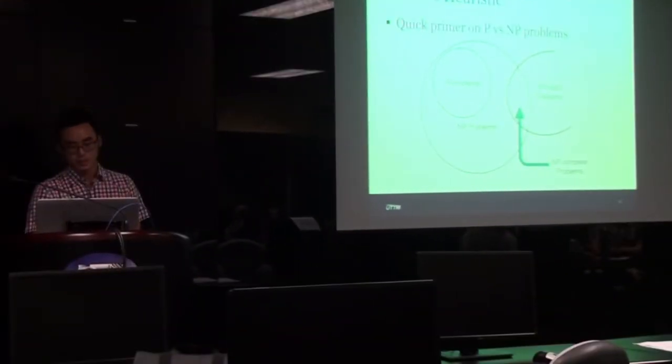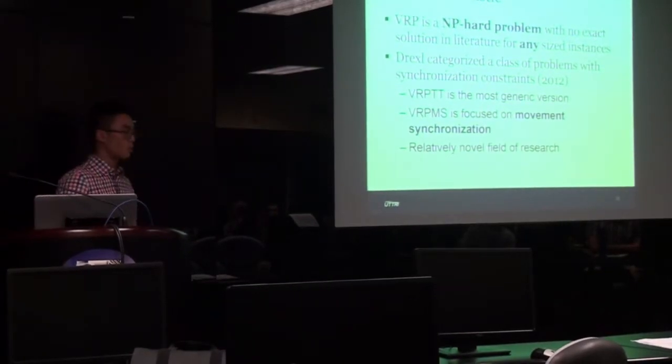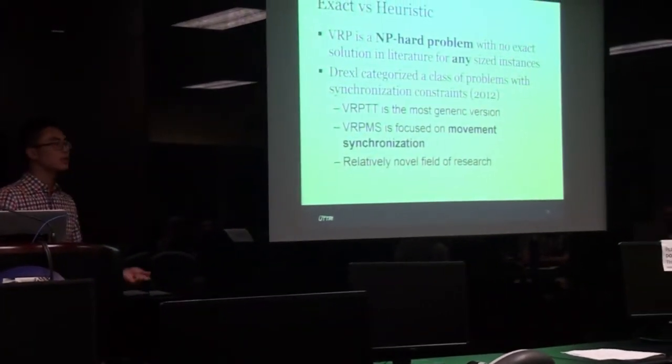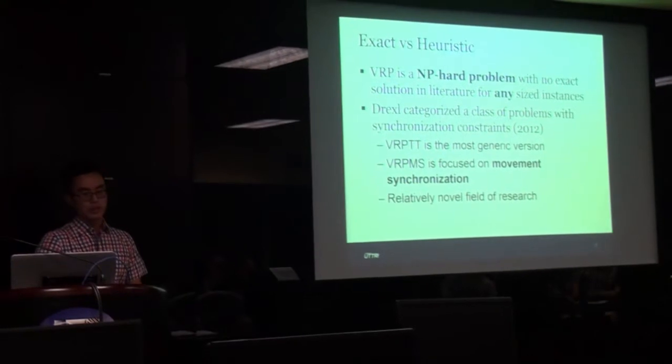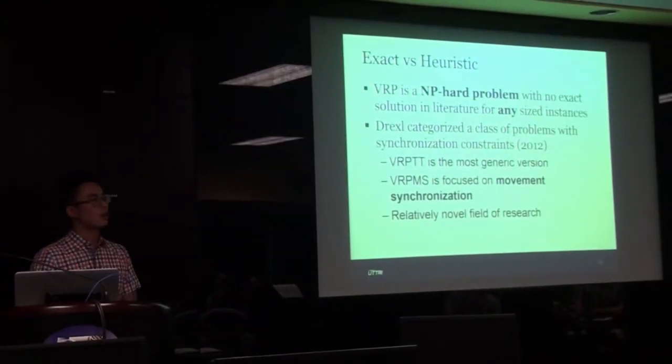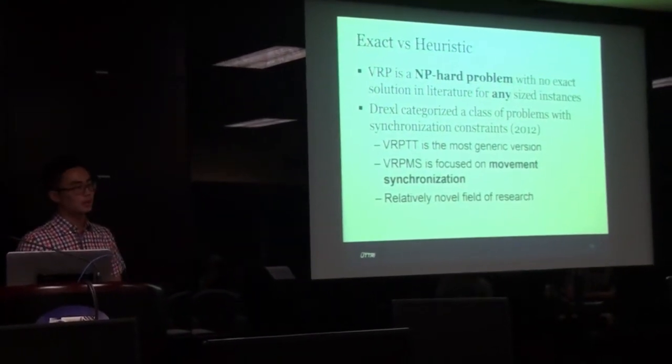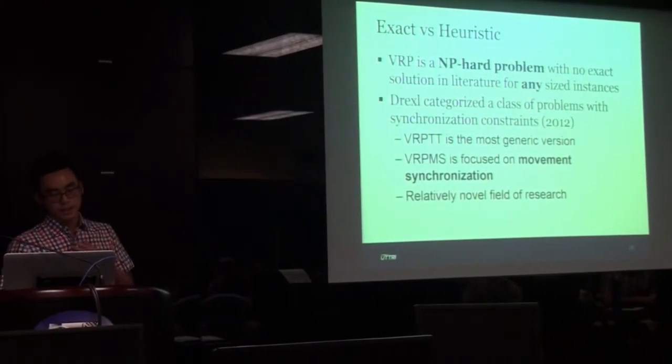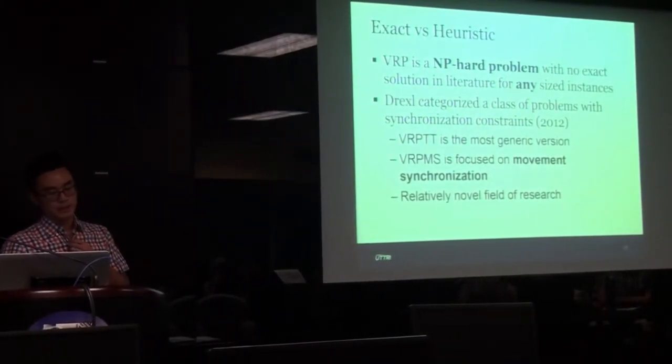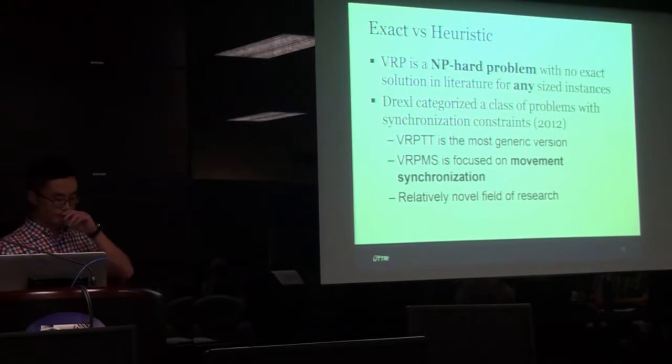and NP are called NP-complete. And VRP is one of the NP-hard problems, so there's no exact solution in the literature for any size instance. They can solve for limited size instances exactly. And in the literature, there's a Drexel.